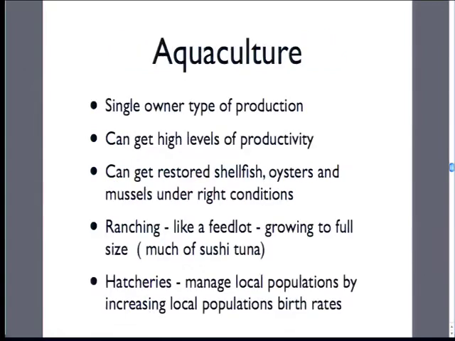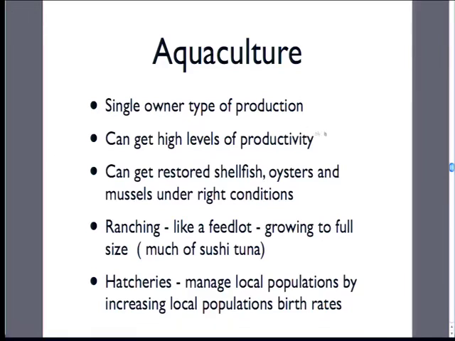Aquaculture, as we talked about, is a single owner. You're basically giving leases. If it's done inland, it's done on the land that you own. If it's done in the ocean, the government does it by providing leases where a single farmer can manage a lease. You can maximize things to get pretty high levels of productivity. You seed it, you grow it.